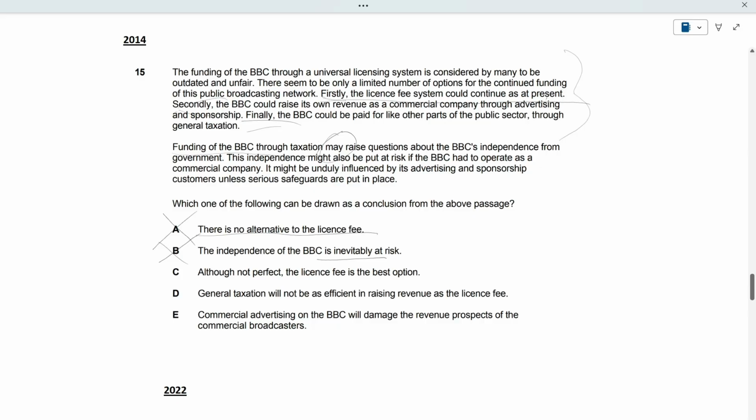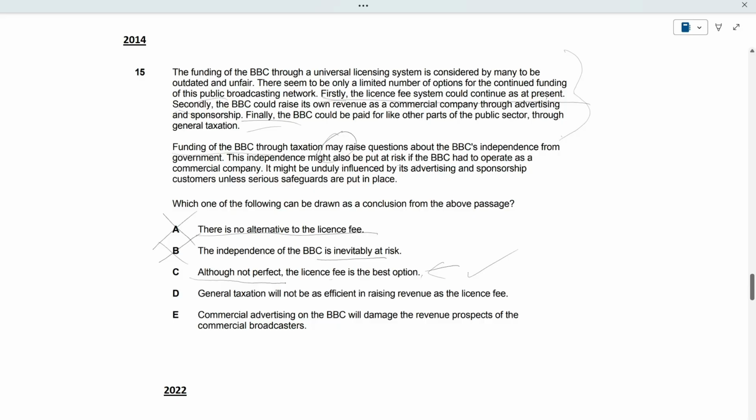C, although not perfect, the license fee is the best option. This is more tentative because it at least admits that it's not perfect, and clearly the argument is saying that it's not perfect, so it roughly matches the tone. Would it work? So something like this: independence might also be put at risk if the BBC had to operate as a commercial company. It might be unduly influenced by its advertising and sponsorship customers unless serious safeguards put in place. Therefore, although not perfect, the license fee is the best option. That does seem to work. I'm going to put little ticks, it works nicely.